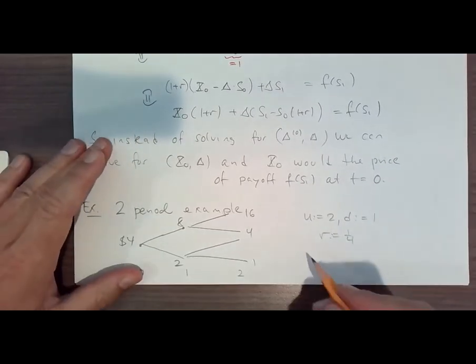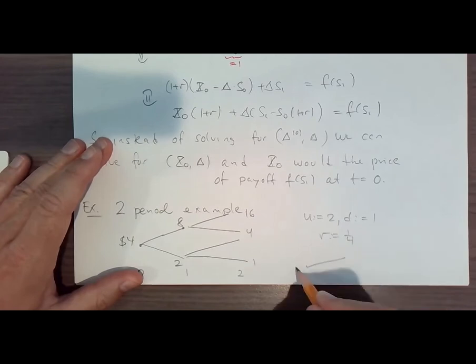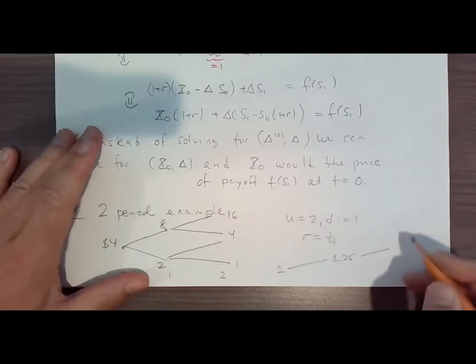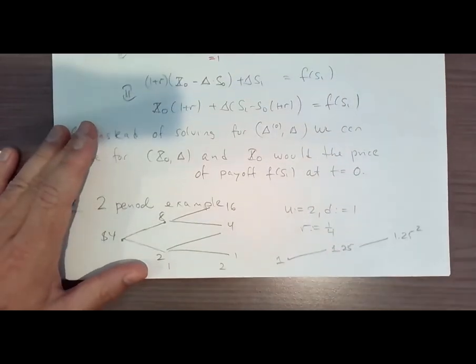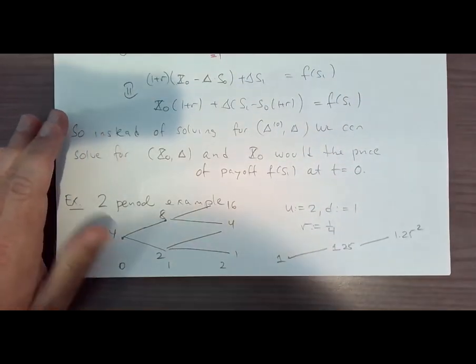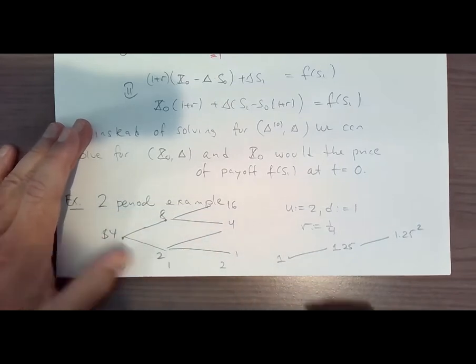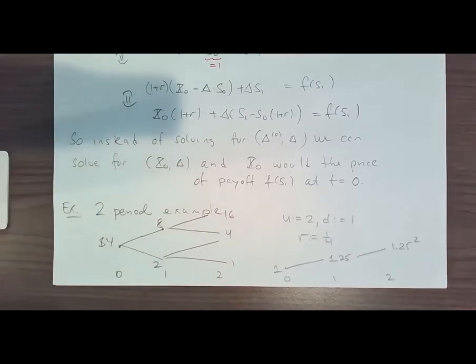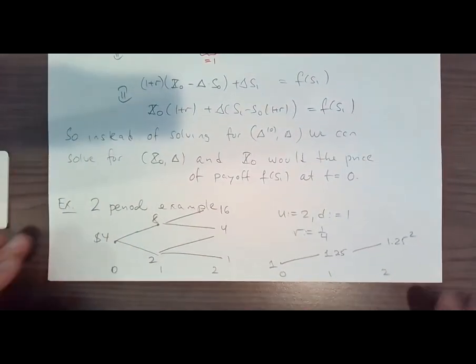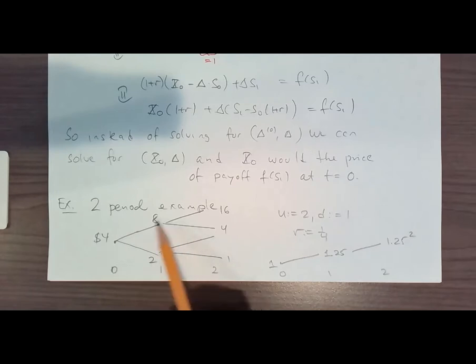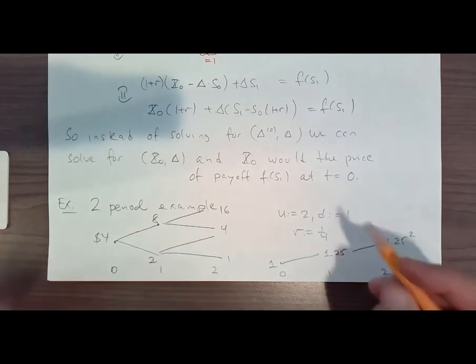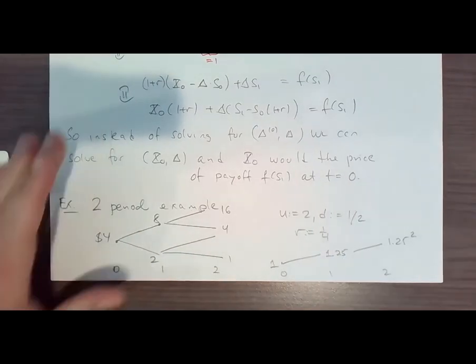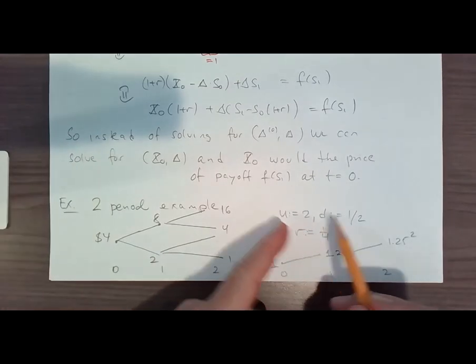We also have the bank account. The bank account will go from 1 to 1.25 to 1.25 squared. This is the bank at time 0. This is the bank at time 1. This is the bank at time 2. So that's our two-period binomial model. Oh, sorry, yeah, d is equal to half. Thank you. He always plays with this u and d, the product being 1.